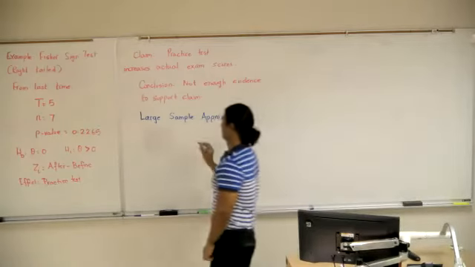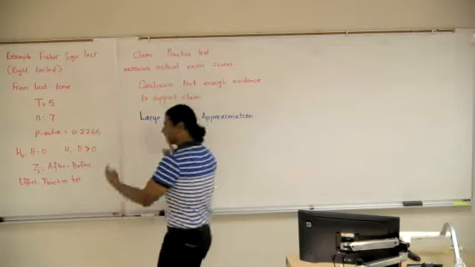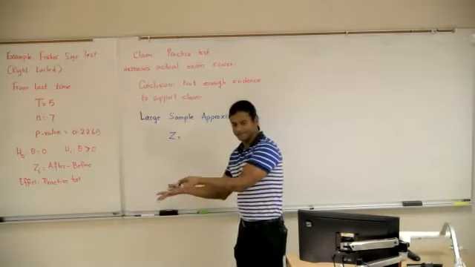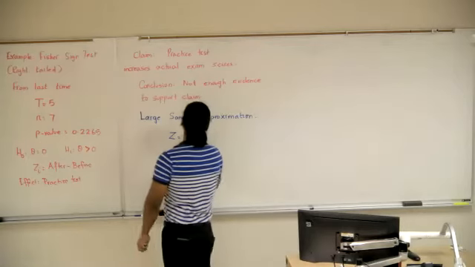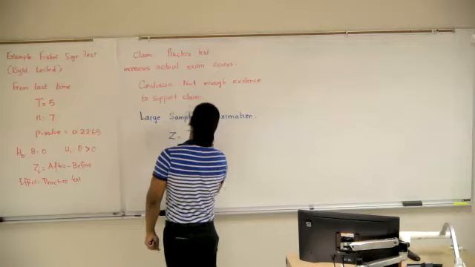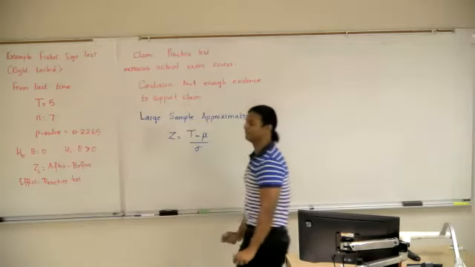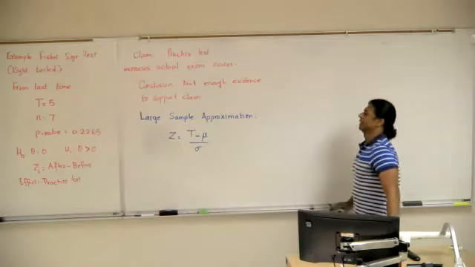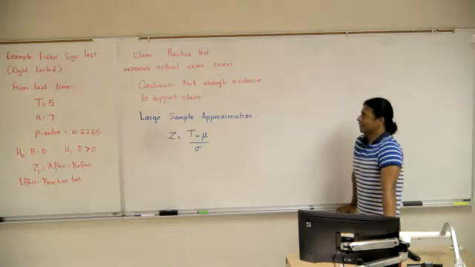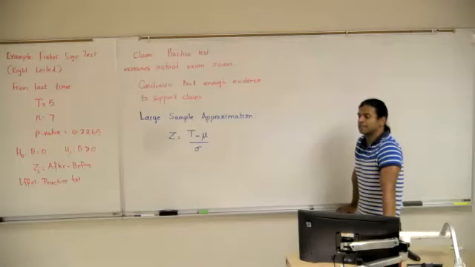Z. We call it standardized because we are subtracting the mean dividing by the standard deviation. So T, the actual exact test statistic minus the mean divided by the standard deviation. It's a Z-score. So what is the mean for Fisher's sign test?